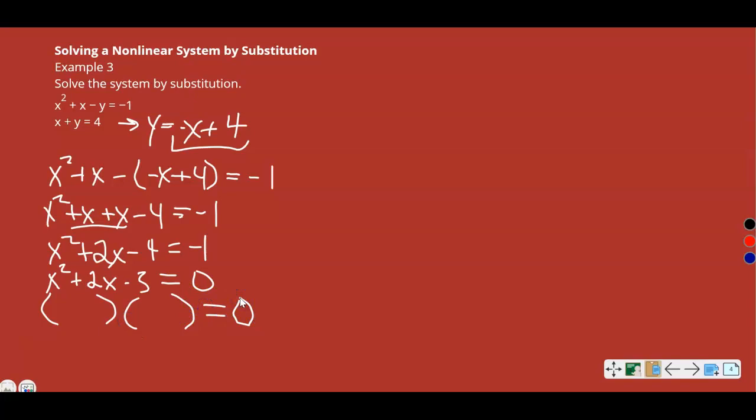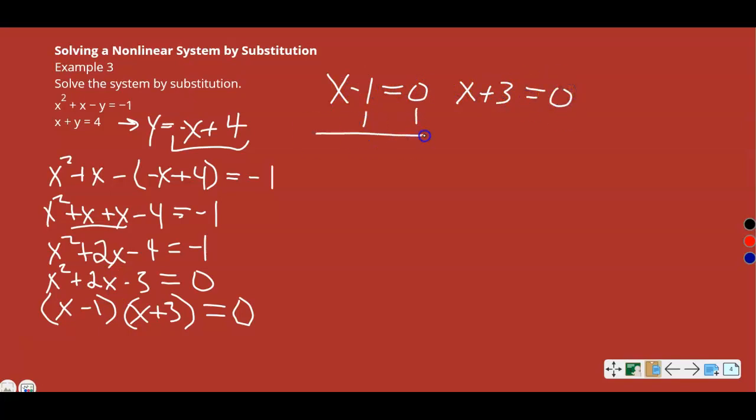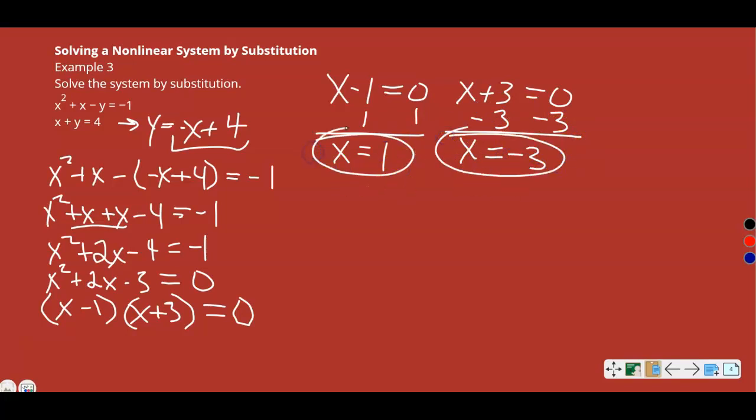So I'm going to have x times x, what multiplies to give me 3? 1 and 3, I need a plus 2, so my bigger number gets the plus. So I'm going to have x minus 1 equals 0, x plus 3 equals 0. Add 1 to both sides, x equals 1. Subtract 3, x equals -3. So we're going to have two solutions, 1 and -3.